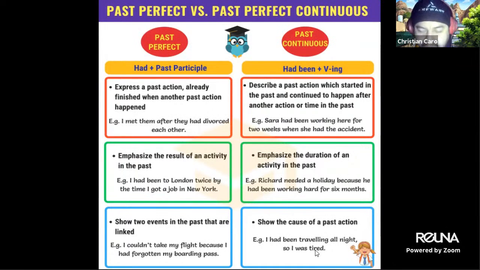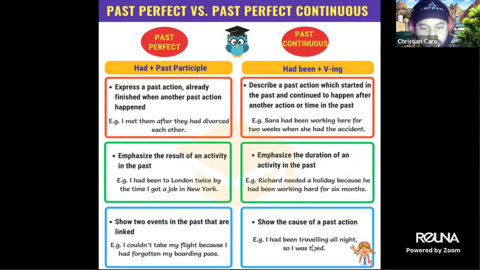Y con el past perfect continuous sería I'd been traveling all night, so I was tired. Ya, entonces aquí te está dando la razón de por qué estaba cansado. I'd been traveling all night. I had been traveling all night. Si lo doy vuelta, I was tired because I had been traveling all night.